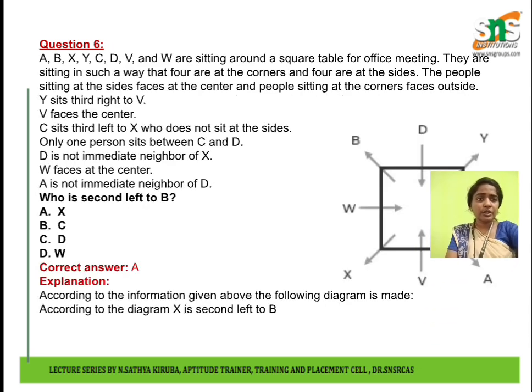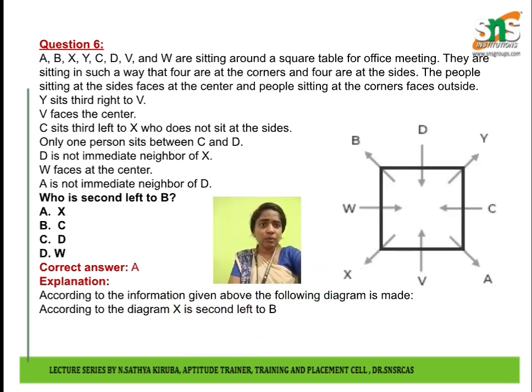Now I have already drawn the diagram here. We'll just verify whether what is given here is right or wrong. We know the people sitting at the corners are facing outwards and the people sitting at the sides are facing inward. Now, Y sits third right to V. V is facing the center, and his third right is Y. It is right. C sits third left to X. X is facing outward, so his third left is C.